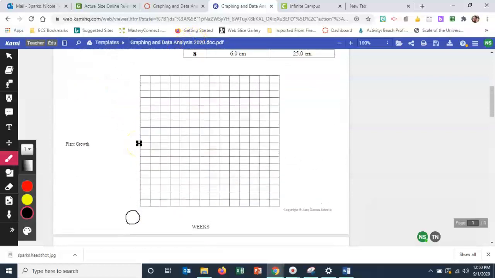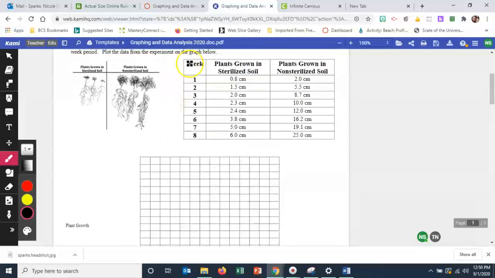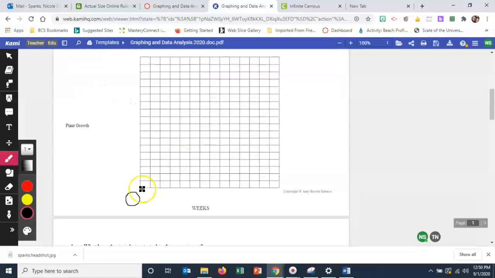Now I'm going to go back and fill in some of the information. As you can see, we have weeks here, and there are 8 weeks, so I want my x-axis to go all the way out to 8. I'm going to go by 2s here. That works really well, and I'm going to skip 3 boxes. 1, 2, 3. So that's my 2 week. 1, 2, 3, 4.